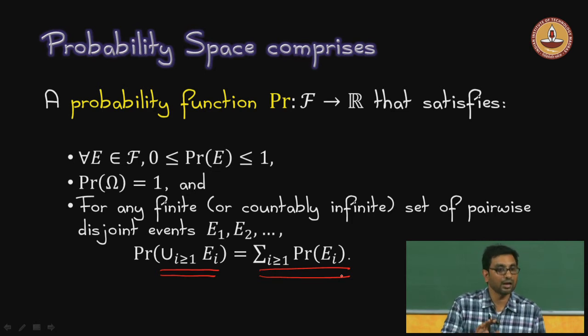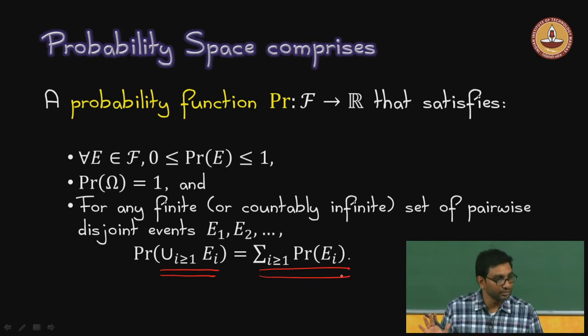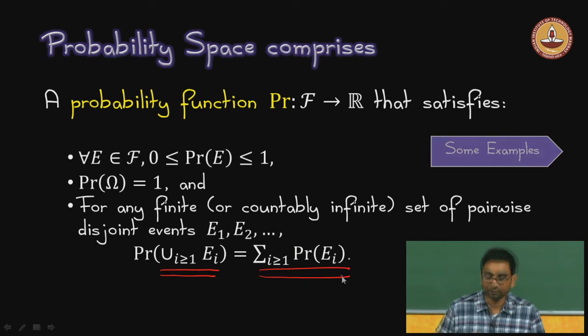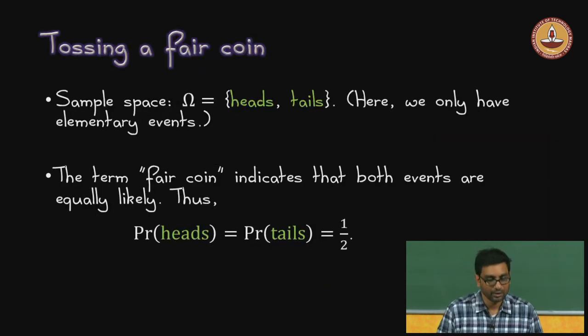So, these three are the basic axioms. They are very simple and very intuitive, and help capture the notion of probability, and the entire field of probability theory is resting on these axioms. So, as simple as it is, it is also very important to be very clear about them. Now, let us look at some examples.